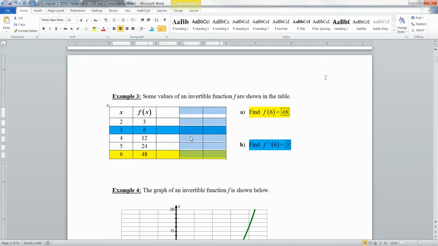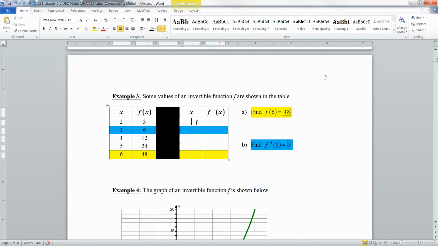Insert some columns over here. So you can make a whole other table with x and f inverse of x. There you go, if you were so minded. And you could say, look, okay, it went 3, 6, 12, 24, 40, 48. And then it went 2, 3, 4, 5, 6.